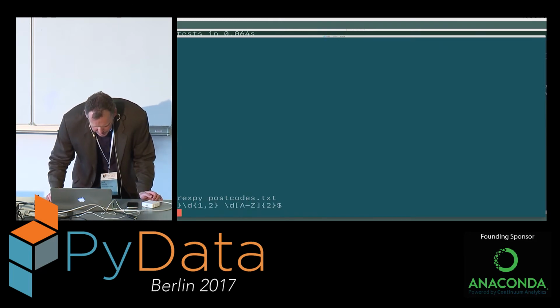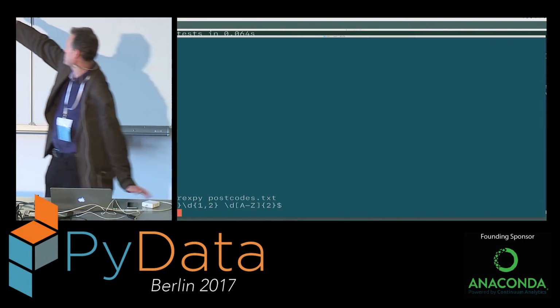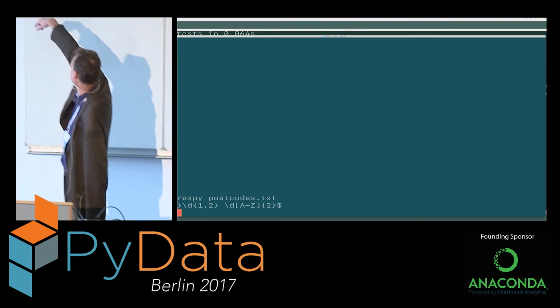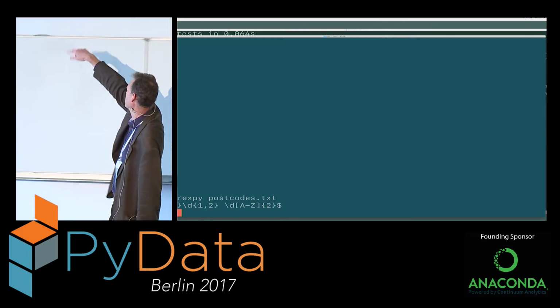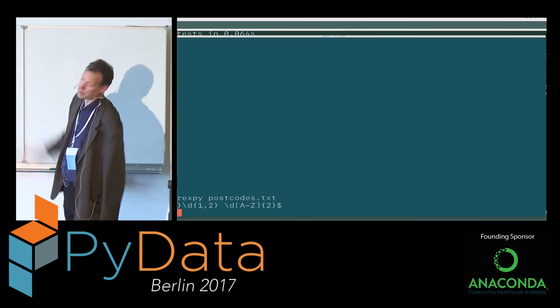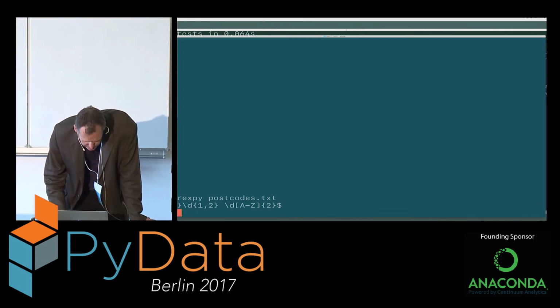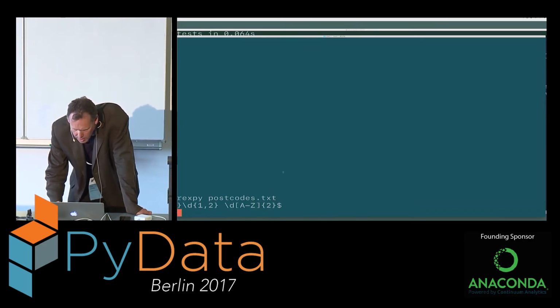So as a trivial example, if you run rexpy on those, it will generate exactly the right regular expression, as you'll all recognize. It's a pretty easy one, but it's saying you get one or two capital letters, followed by one or two digits, followed by a space, followed by a digit, followed by two capital letters, which is exactly the standard pattern for postcodes, excluding London postcodes, admittedly. So that's what rexpy is about.